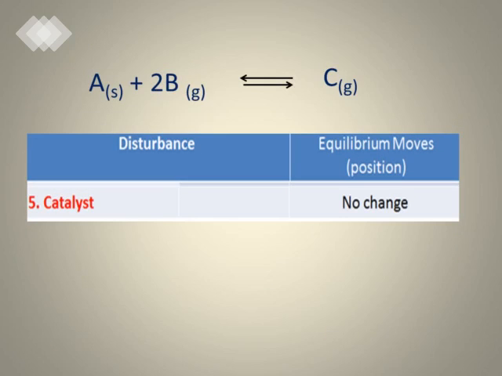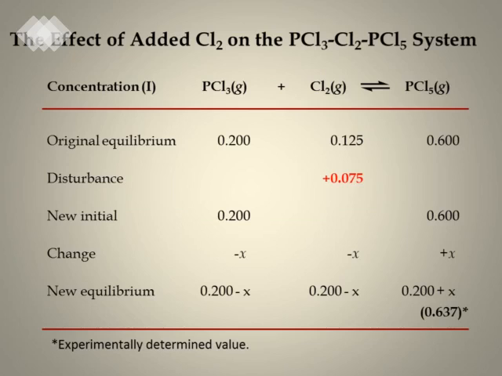Finally, the addition of catalysts does not affect the equilibrium of the system. It only speeds up the reaction toward equilibrium. Remember that when the concentration of the equilibrium system is disturbed, it should be considered in determining the concentrations of all reactants and products when they reach equilibrium again.